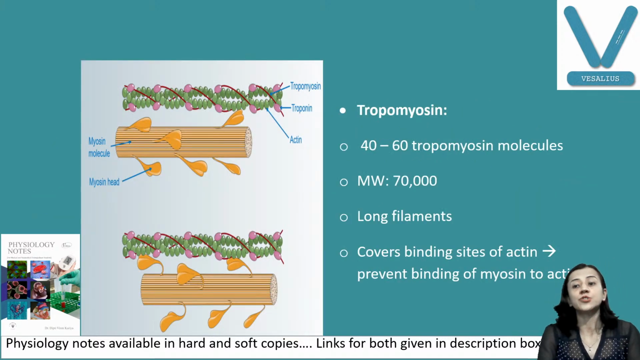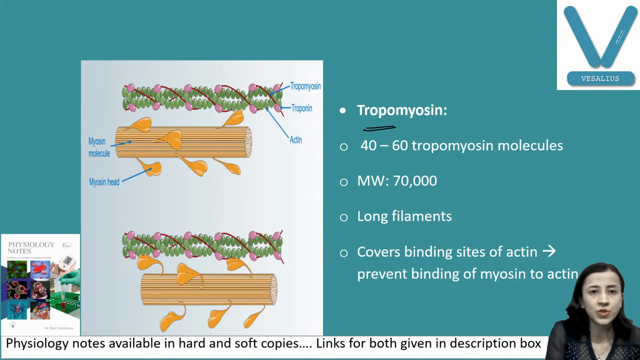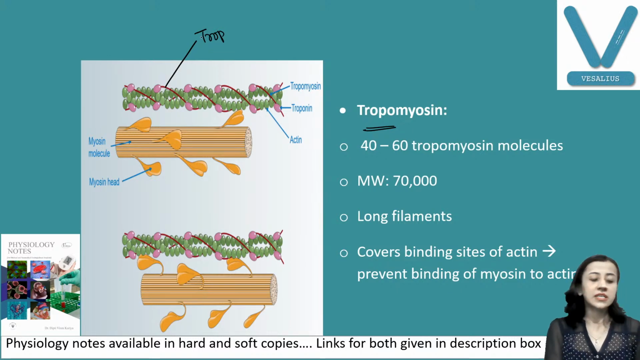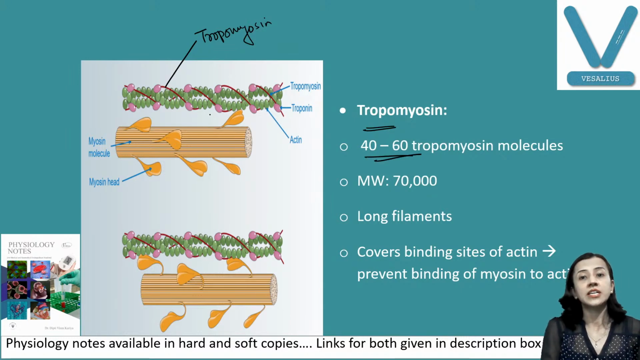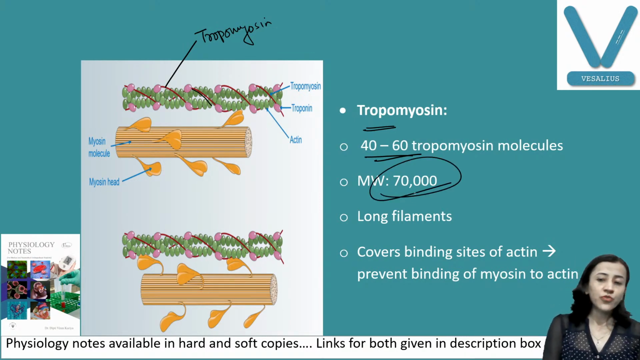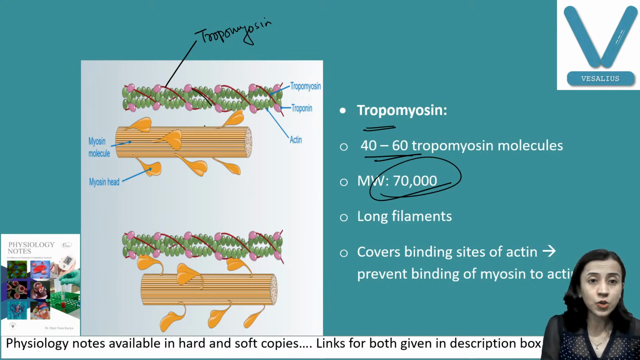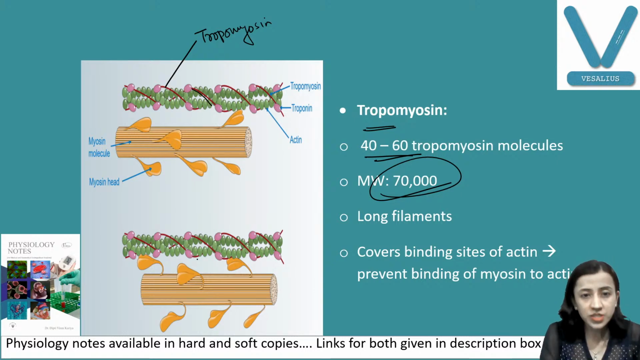Next is tropomyosin. You can see this red one, don't get confused. If your basics are clear, it becomes very easy to understand muscle contraction. This is tropomyosin. This tropomyosin is also a filament, made up of 40 to 60 tropomyosin molecules. Its molecular weight is 70,000. These are also filamentous structures, and they are present in the groove between the chains of actin. So this is the actin, and on the actin we have the tropomyosin filament.